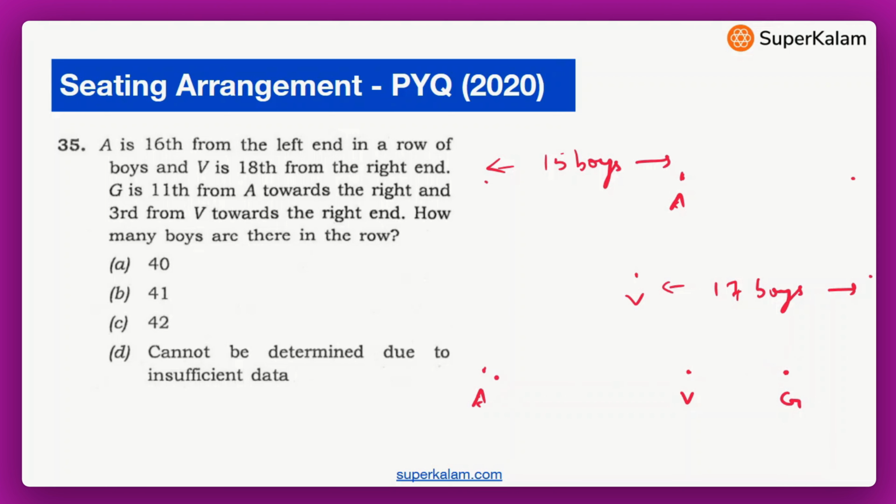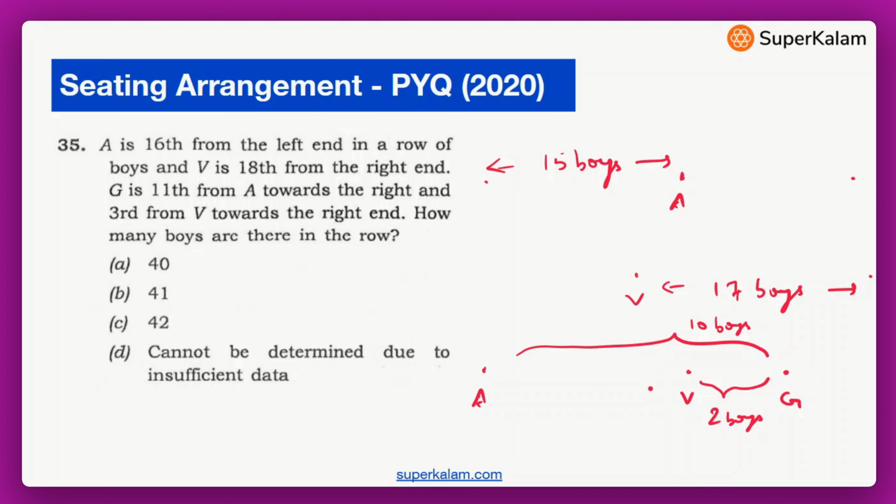From A, G is 11th. So there are 10 boys somewhere between A and G. And G is third from V towards the right end. So there are 2 boys here, because one boy, the second boy, then the third boy, which is G. There would be 3 boys here.